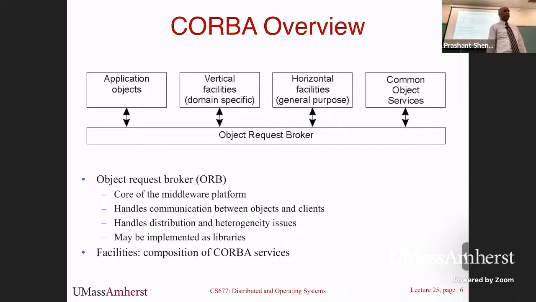Okay? So you will see here that there is something called common object services, there are domain specific services, there are general purpose services, and this is your application code. That's on the leftmost box. And all of this is going to communicate through an RPC mechanism, but the RPC mechanism uses something called an object request broker or an ORB. And that is why you have that name Corba, because it's common object request broker architecture.